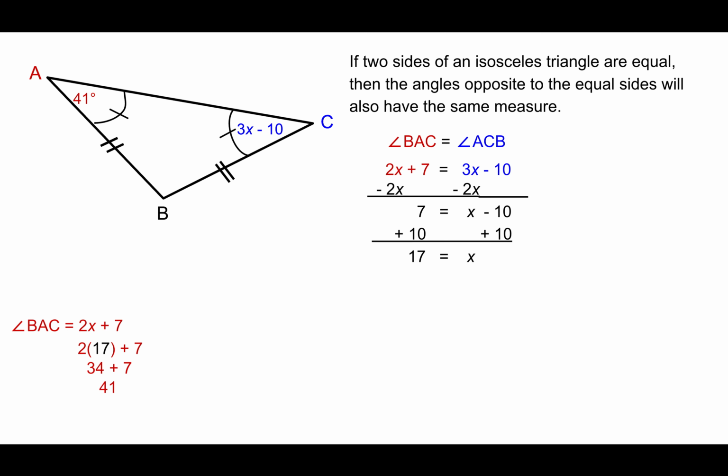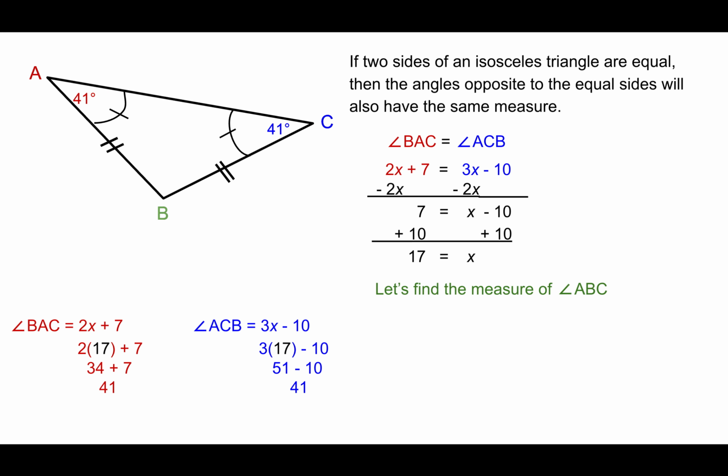Now, angle ACB should also be 41 degrees. Let's check it to make sure. Again, replace the x with 17. The product of 3 and 17 is 51, and the difference of 51 and 10 is 41. So it checks out. So now we have to figure out our last angle, angle ABC.